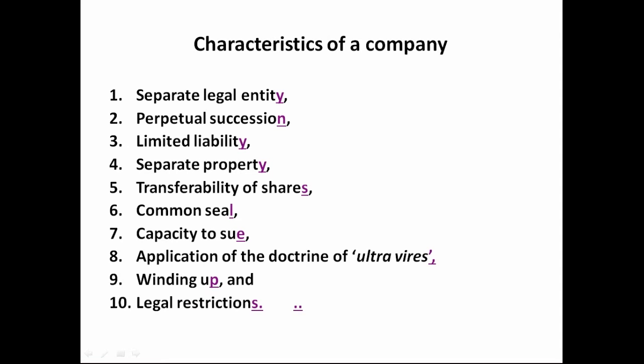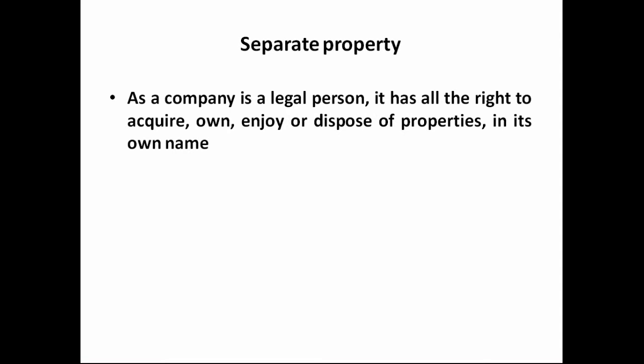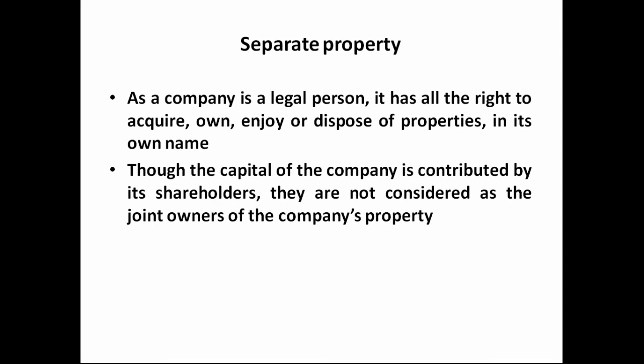The next one which we have to see is separate property. Since a company is a legal person, it has all the right to acquire, own, enjoy, or dispose of properties in its own name. The capital of the company may be contributed by the shareholders or members. However, they cannot be considered the joint owners of the company's property. The company's property pertains to the company and the company only, and the members can never claim ownership of the property.